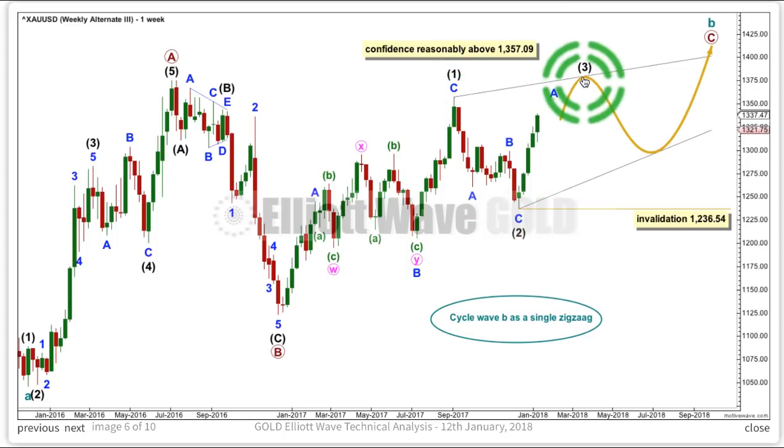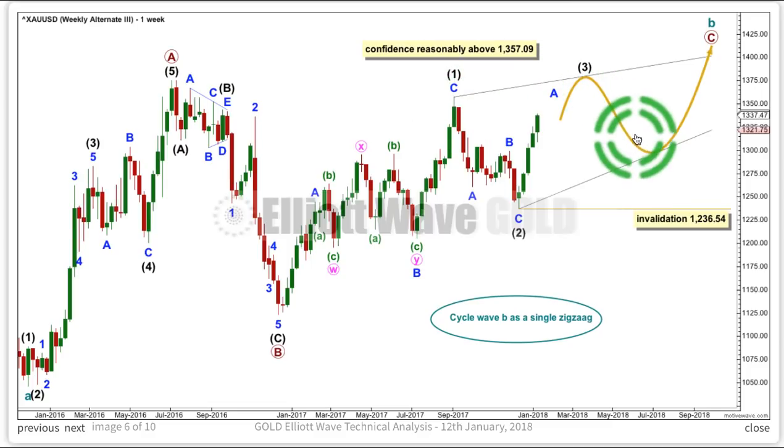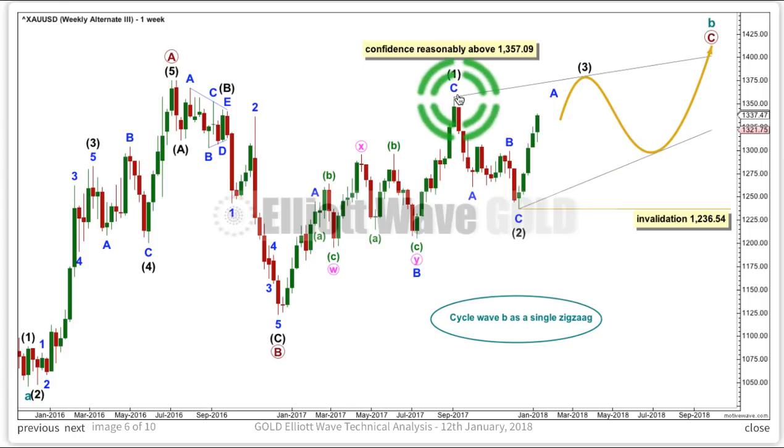we need a zigzag up for 3, which must move beyond the end of 1 to meet the Elliott wave rule for the third wave. And then we'll have a zigzag down for 4, which must overlap into wave 1 price territory and can't move beyond the end of 2.